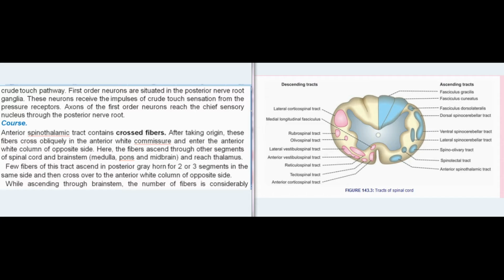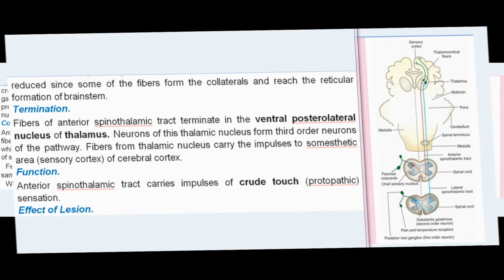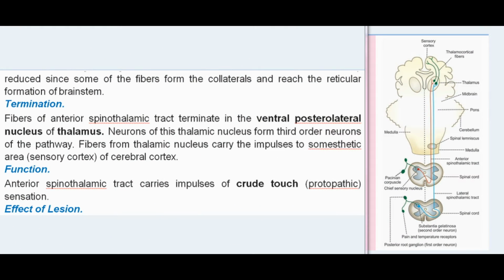A few fibers of this tract ascend in the posterior gray horn for 2 or 3 segments on the same side and then cross over to the anterior white column of the opposite side. While ascending through the brain stem, the number of fibers is considerably reduced, since some of the fibers form collaterals and reach the reticular formation of the brain stem. Termination. Fibers of the anterior spinothalamic tract terminate in the ventral posterolateral nucleus of the thalamus. Neurons of this thalamic nucleus form third-order neurons of the pathway. Fibers from the thalamic nucleus carry the impulses to somesthetic area, sensory cortex, of the cerebral cortex.